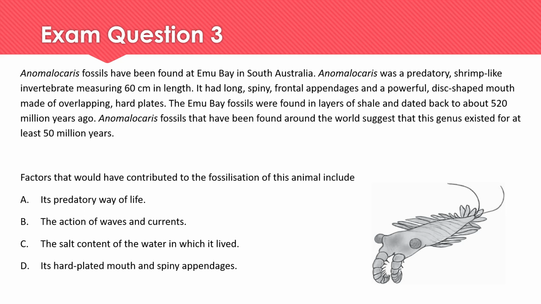Factors that would have contributed to the fossilization of this animal include A. Its predatory way of life, B. The action of waves and currents, C. The salt content of the water in which it lived, or D. Its hard-plated mouth and shiny appendages. So you can pause the video, have a bit of a think about the answer, pick your option, and then check it against the video linked in the description box below.